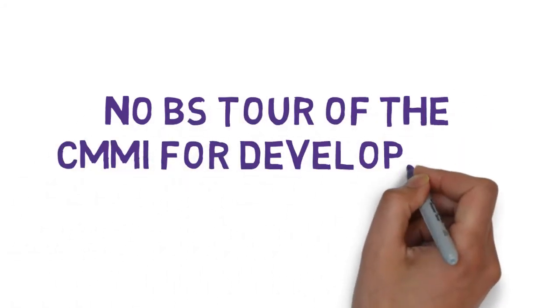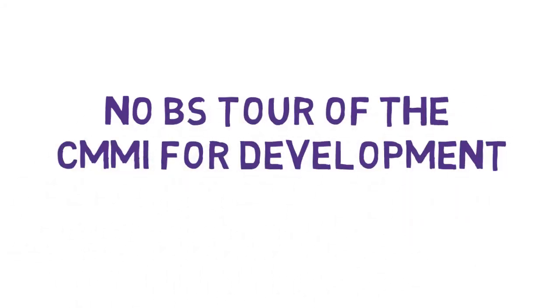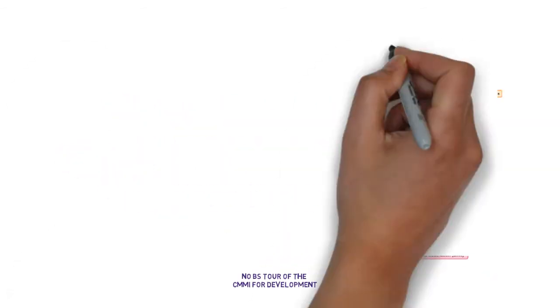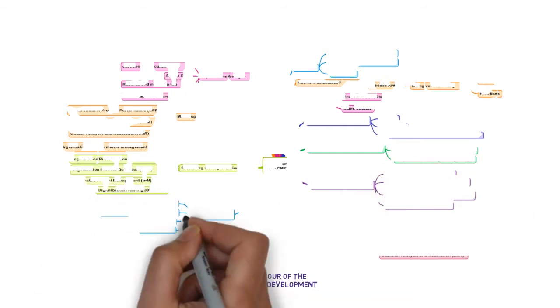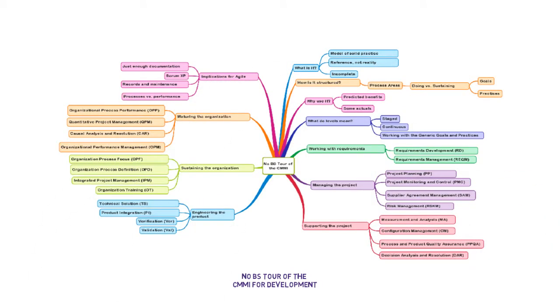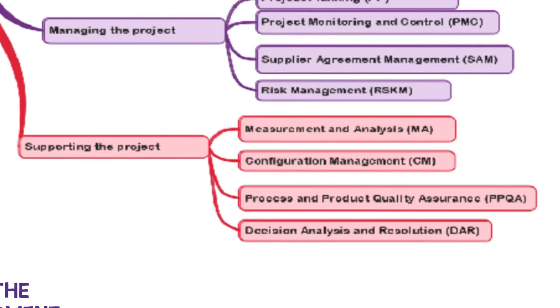Welcome to the No BS tour of the CMMI for Development. This is a series of short videos that explain in a common sense way what the CMMI is about, how it's structured, why it's useful, and the elements of the model. In this segment, we'll look at the kinds of support a project needs to be successful.